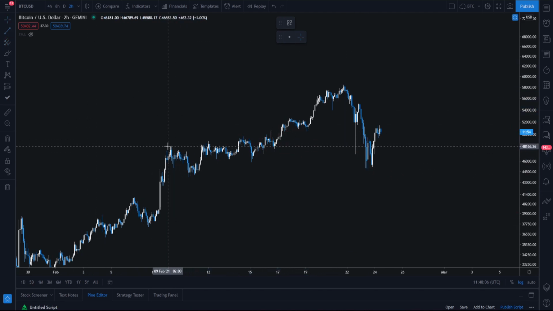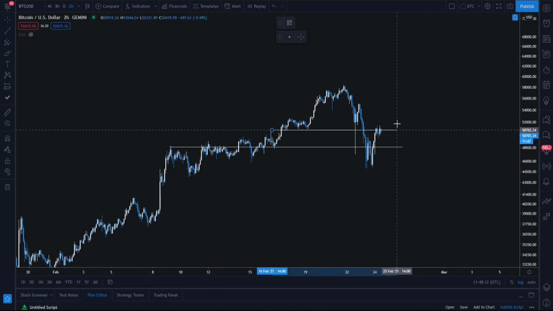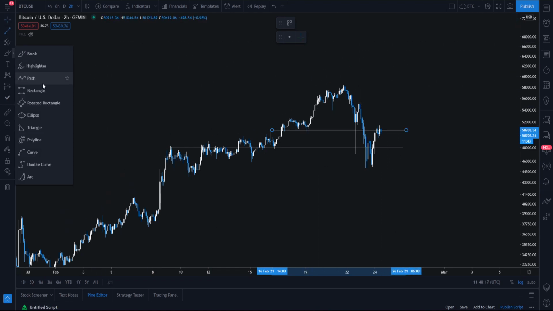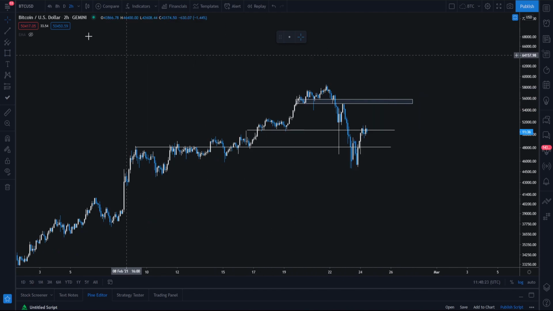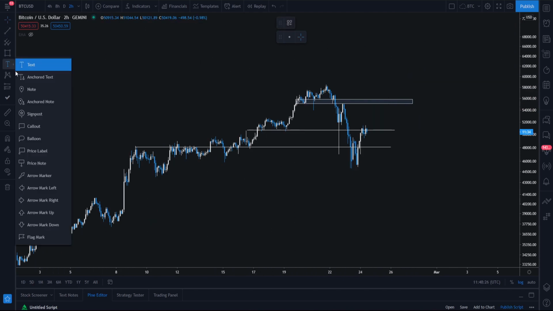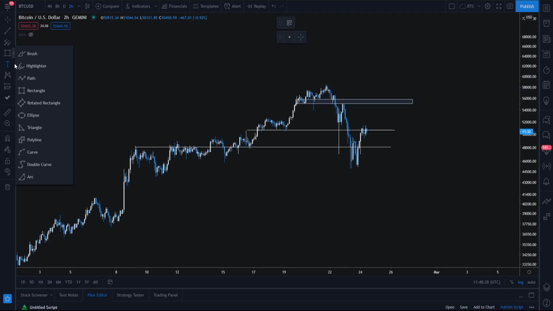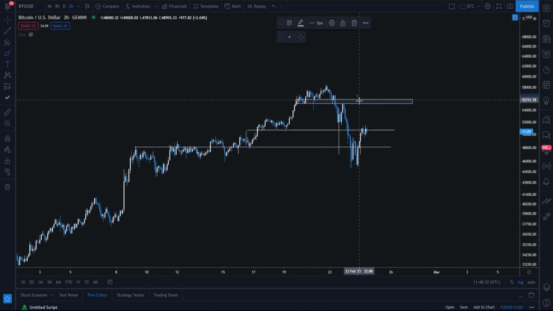Let's draw out some levels of resistance. So we have this level here, this level here, and then we have this upper range, which sort of is a region between 5,500 and 5,400. So how this plays out is with our drawing tool. So we broke down from here. This region should have been acting as support to continue us to go higher. So we would be like this, and then higher.